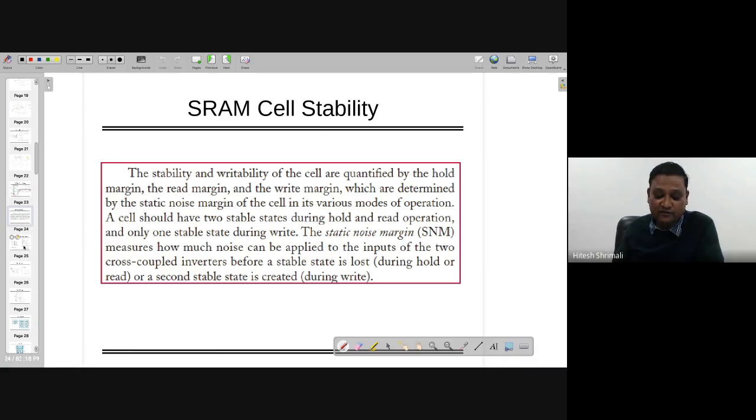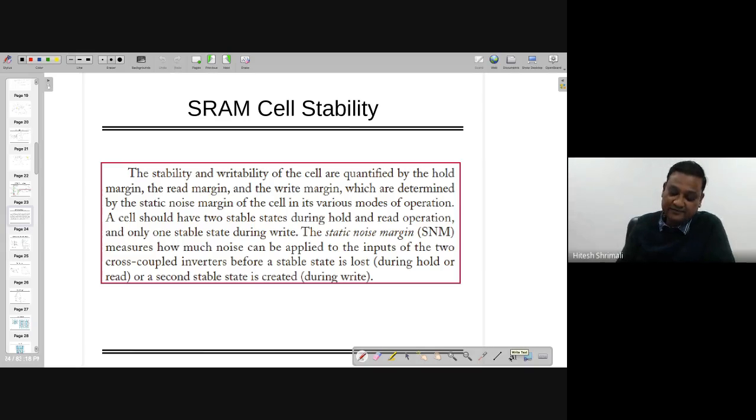Now the main part of any memory is its read and write stability. It all depends on whether you can write with enough margin. Earlier we had just the noise margin, but for memory it is known as the SNM, the static noise margin. It has to be good enough so that you can read, write, or hold. There are basically 3 kinds of margin. One is the hold margin.